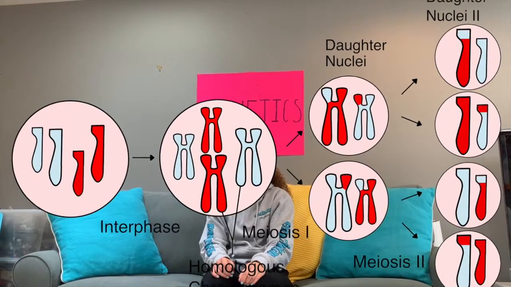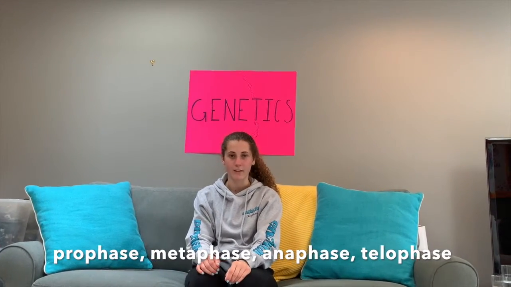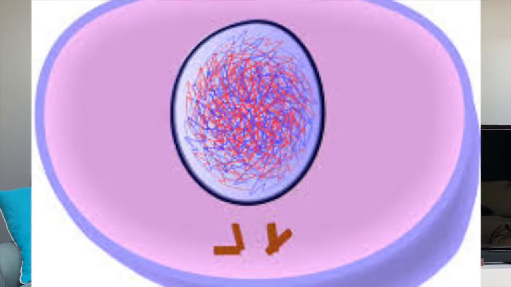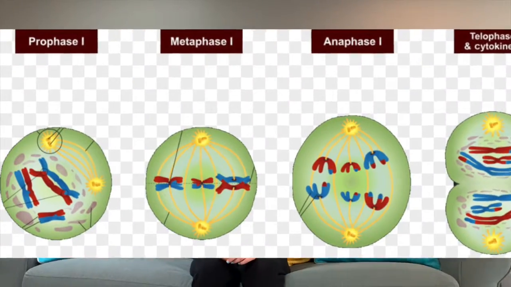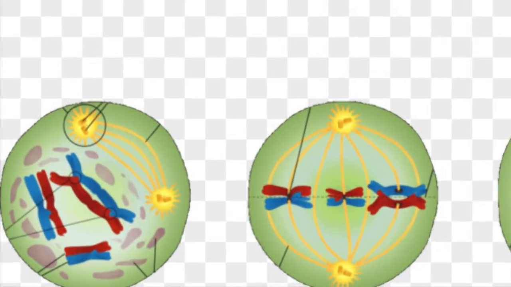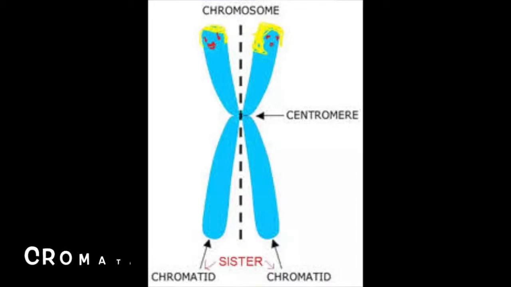There are two steps in meiosis, meiosis 1 and meiosis 2. In each step, there are 4 phases: prophase, metaphase, anaphase, and telophase. Before these steps, the sex cells undergo interphase where they can copy their chromosomes and prepare for division. During prophase 1, the chromosomes pair up with their corresponding chromosomes to form sister chromatids. Sister chromatids are identical chromatids. Chromatids are half of a chromosome.